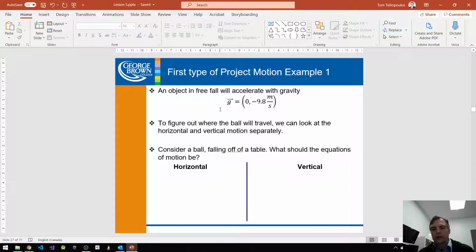A lot of times what we want to do when we try solving our problems is break it down between horizontal and vertical. We want to take those components and break it up, and a lot of times it helps us solve our problem, right? So again, if we think about this, it says consider a ball falling off a table. What should the equations of motion be? Which ones would we use if we had a ball falling off a table?